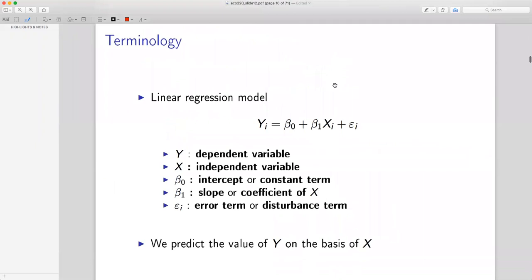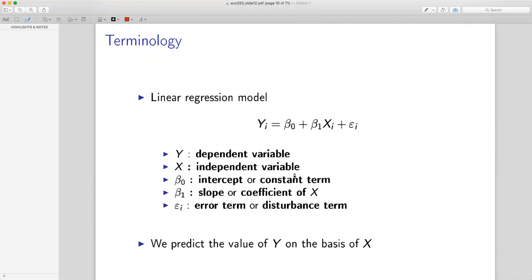So these are the terminology we're going to use from now on. y is your dependent variable, and x is your independent variable. The dependent variable is sometimes called a response variable, but most of the time we're going to call it the dependent variable. x is the independent variable. Sometimes people say explanatory variable, but either way is fine.